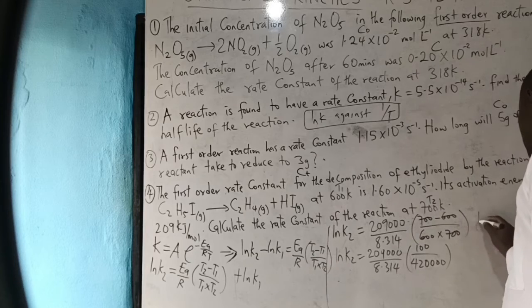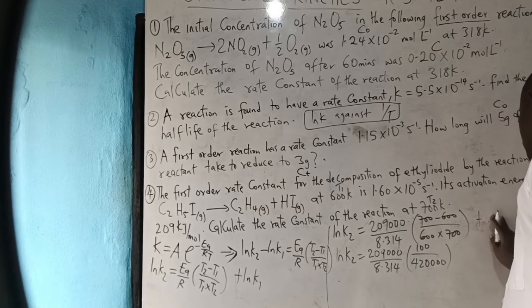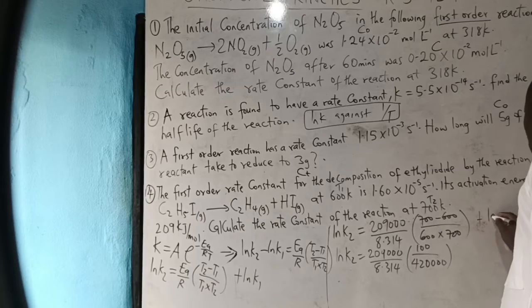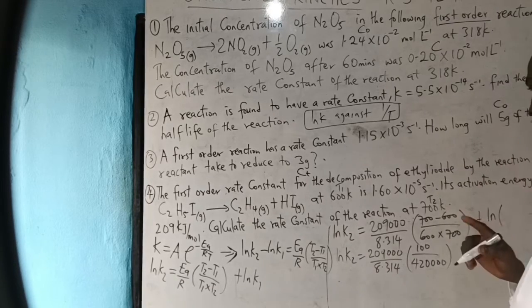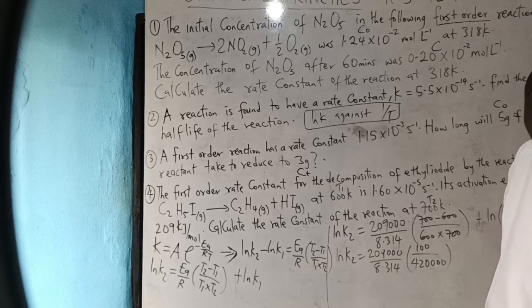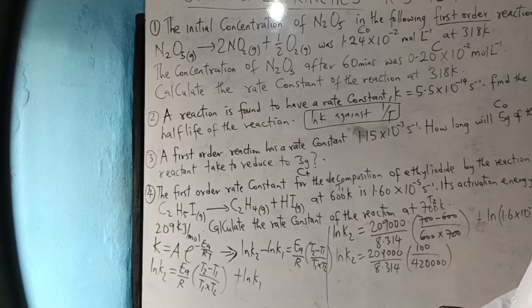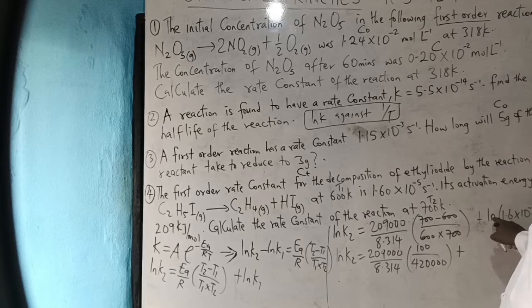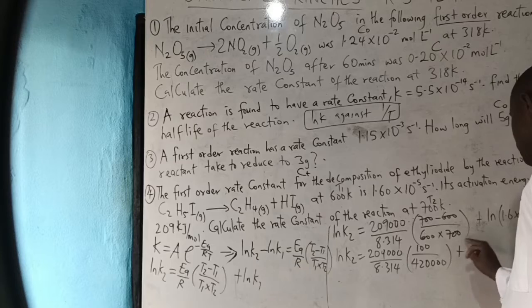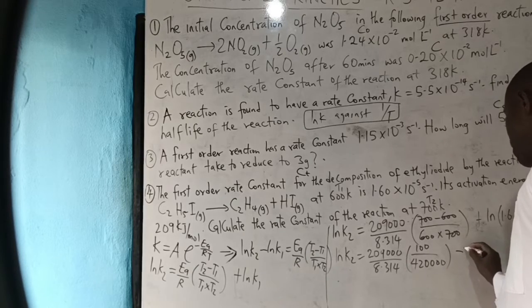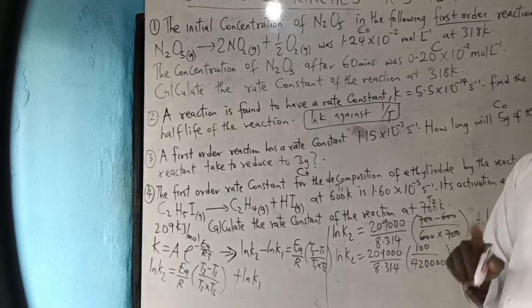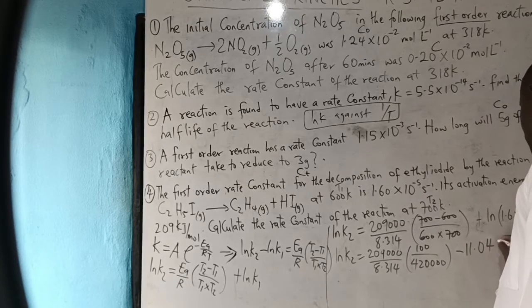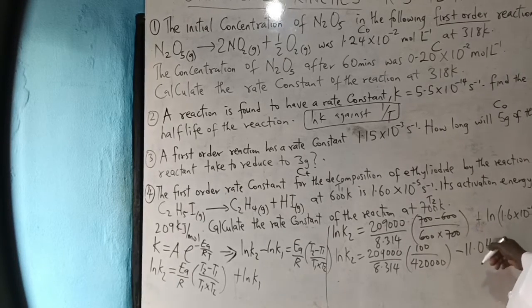Then plus ln k1. What is your k1? Your k1 is 1.6 times 10 raised to the power of minus 5. So plus ln of 1.6 times 10 raised to the power minus 5, which will give you minus 11.043.